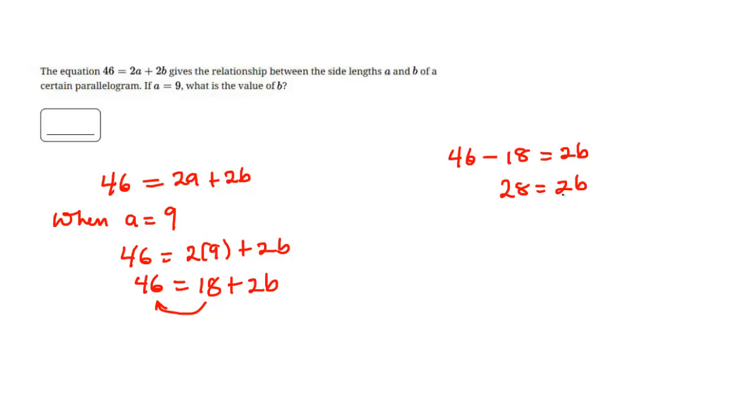Divide both sides by the coefficient of b, which is 2. Divide by 2, this cancels this. So 28 divided by 2, that is 14. 14 is equal to b. So this implies that b is equal to what? 14. So the other side length is equal to what? 14.